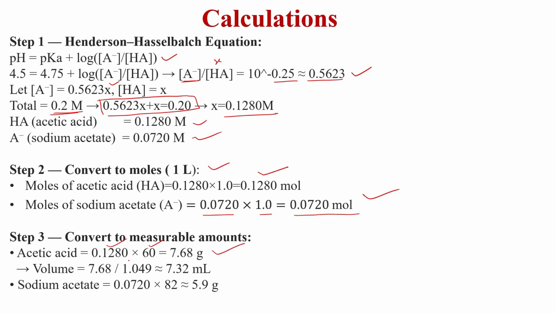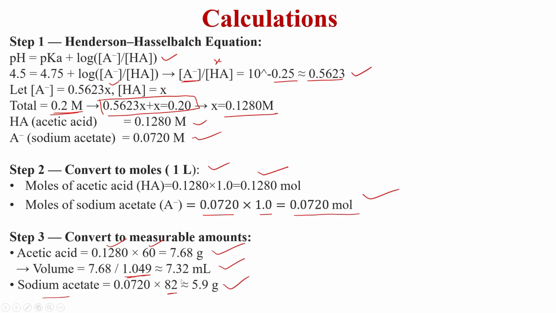So for acetic acid, from number of moles we have calculated the gram of acetic acid which is required, by multiplying it by the molecular weight of the acetic acid. Now since acetic acid is a liquid, we have to calculate it in ml, so we have to divide it by density, which is equal to 1.049, and 7.68 divided by 1.049 is equal to 7.32 ml. And sodium acetate is simple to calculate: 0.0720 into 82, the molecular weight, we will have 5.9 gram.